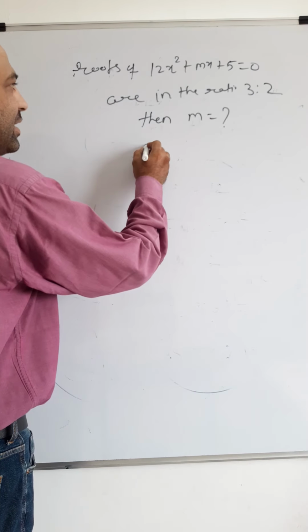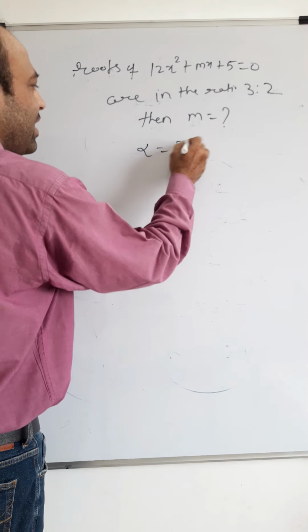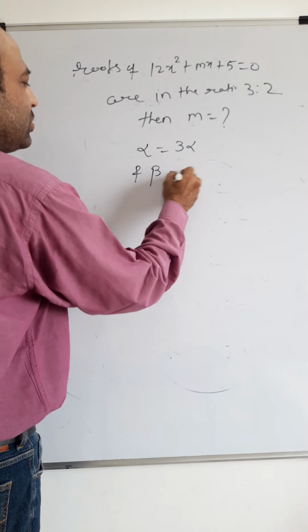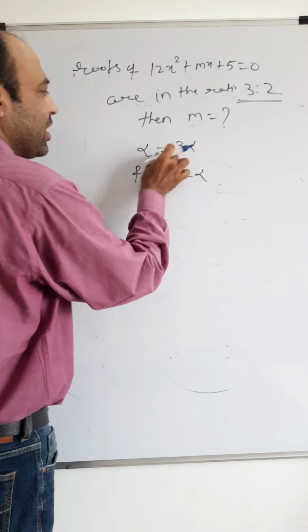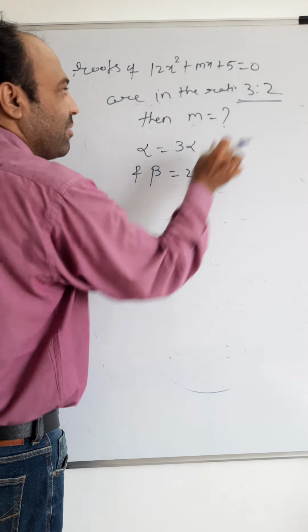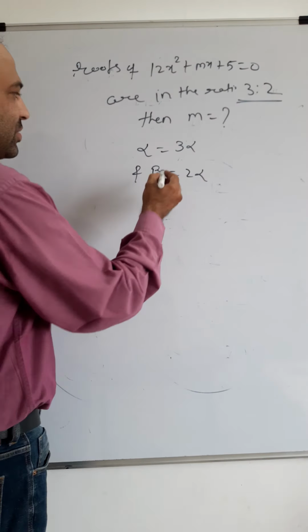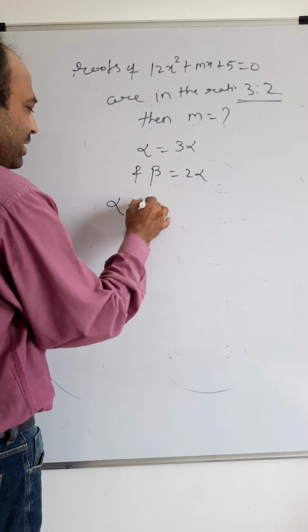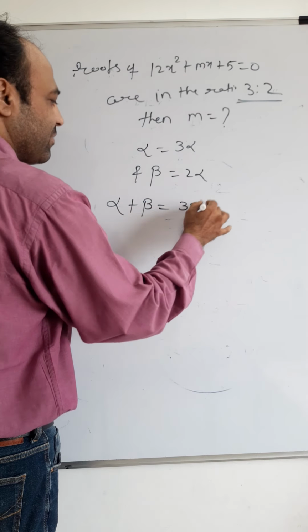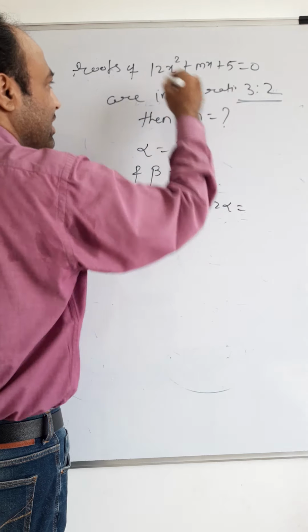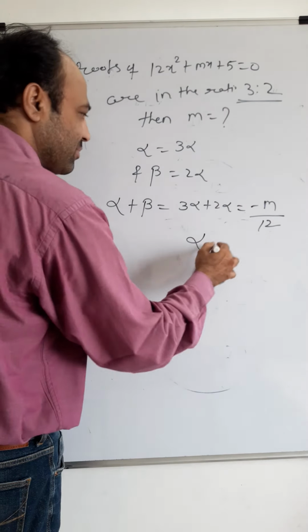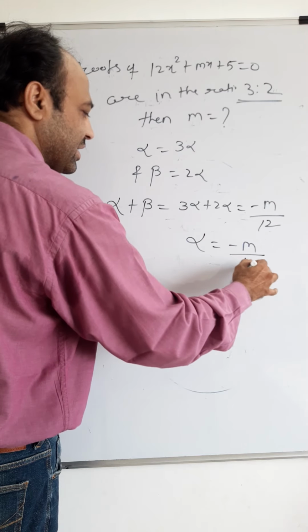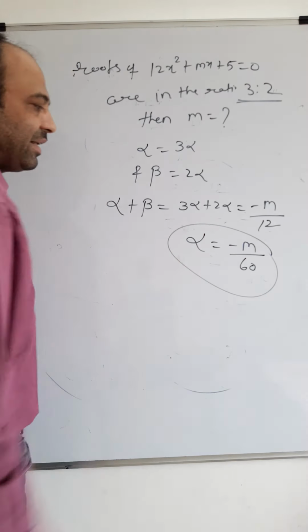So that means you can say alpha is 3 alpha and beta is 2 alpha. This way you can write that roots are in the ratio. So one root of ours is 3 alpha and beta is 2 alpha. Fine. So you take the sum of the roots. Alpha plus beta, which is 3 alpha plus 2 alpha, which is minus m by 12. Correct? So alpha becomes what? Minus m by 60. 5 divided there.